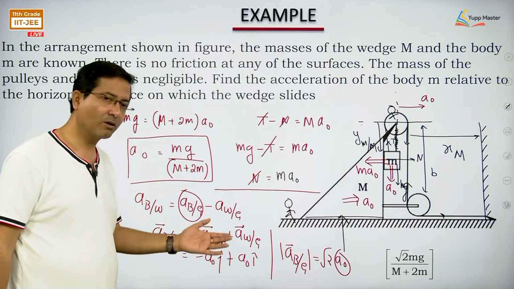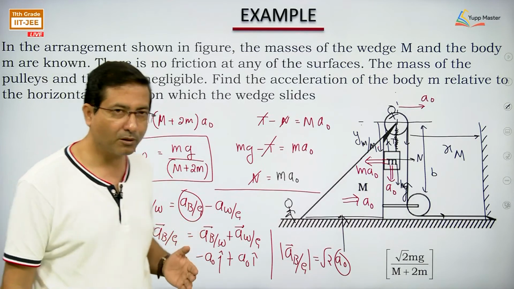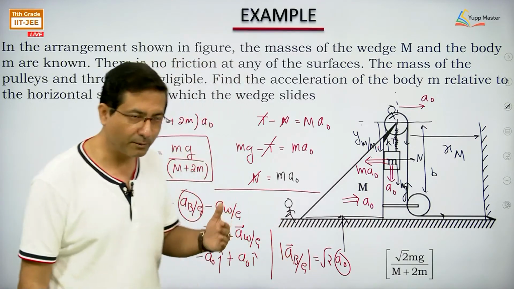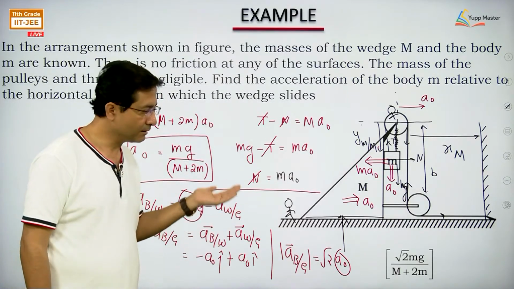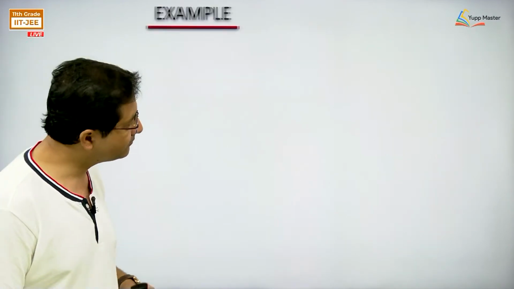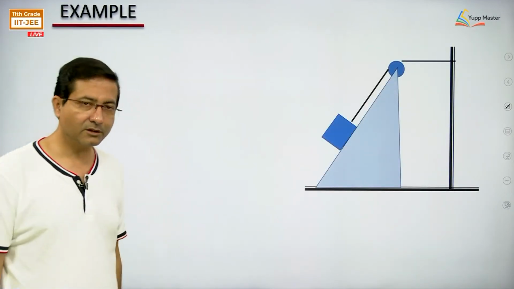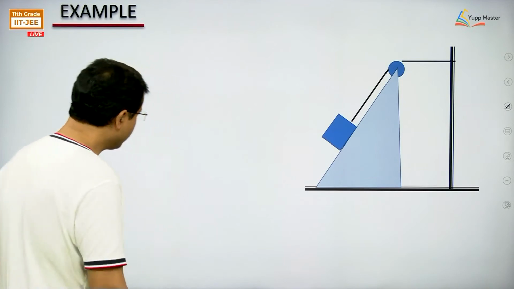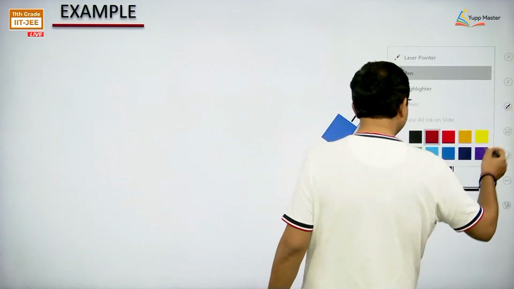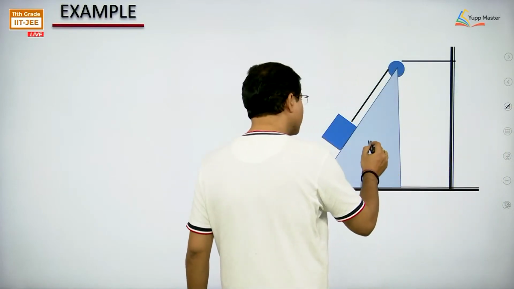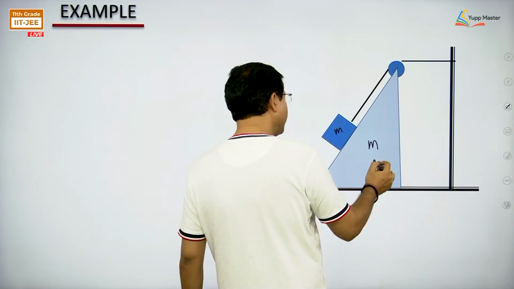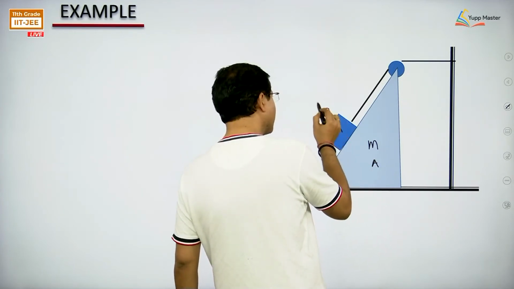So this problem, the previous problem, these were simple problems. You can easily solve these problems from the ground frame only. But look at the next problem, then you will understand. See this one. The mass of the wedge and the block are both m. This one is m and this one is m. Let this be A and this be B.